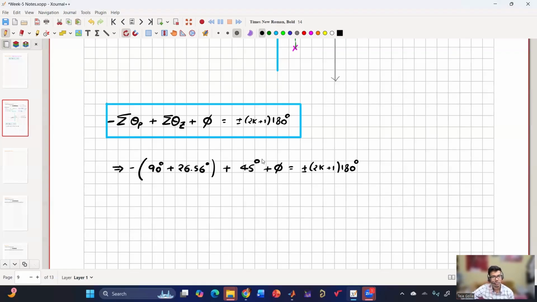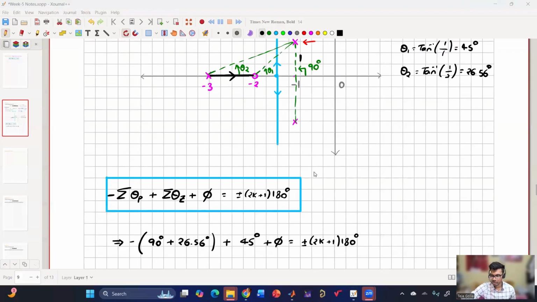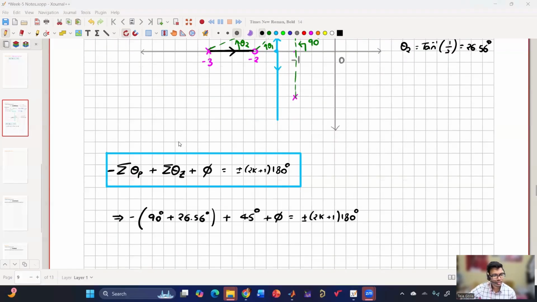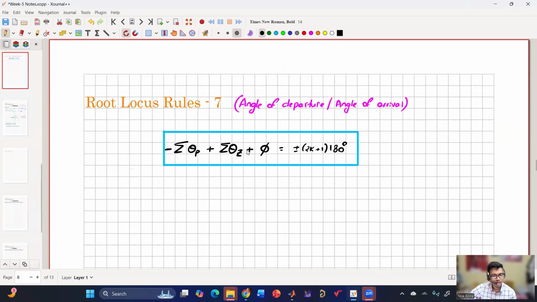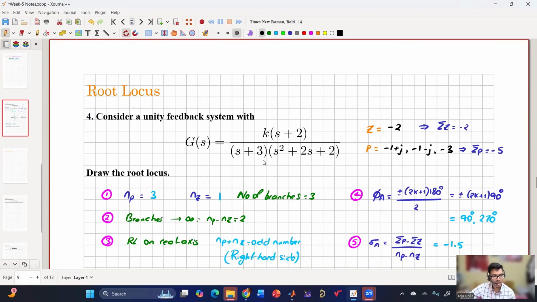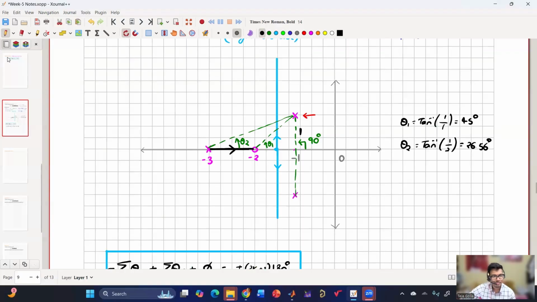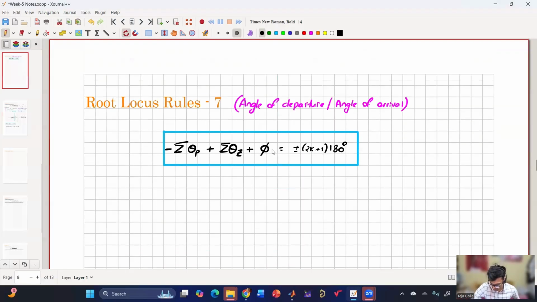So I will repeat from the start. Okay. One thing I think I have made a mistake is this will be minus 5. Because this is angle of departure, right? For angle of departure, we are calculating corresponding to the pole, right? So pole will have a negative sign. So I think I have made a mistake here. Let me just clarify this. So this will be minus.